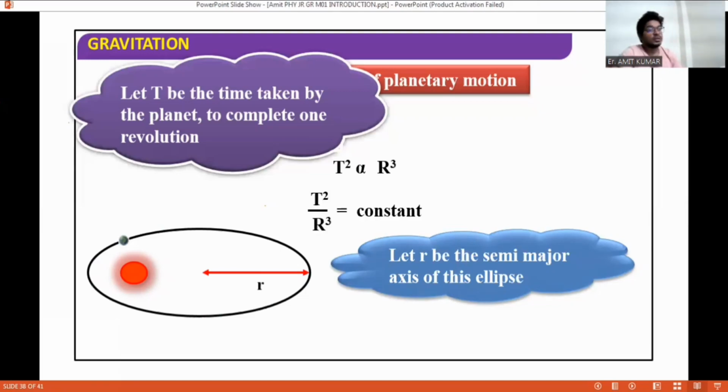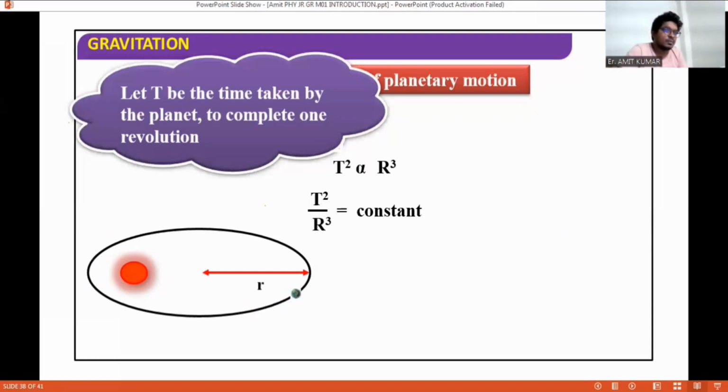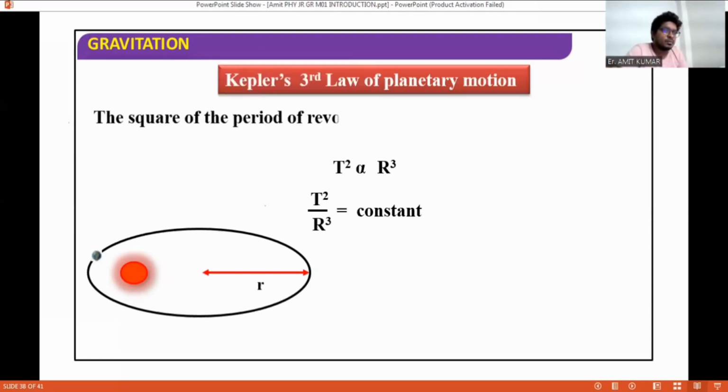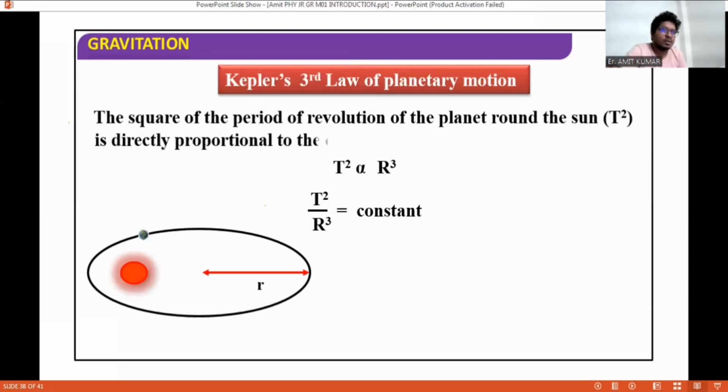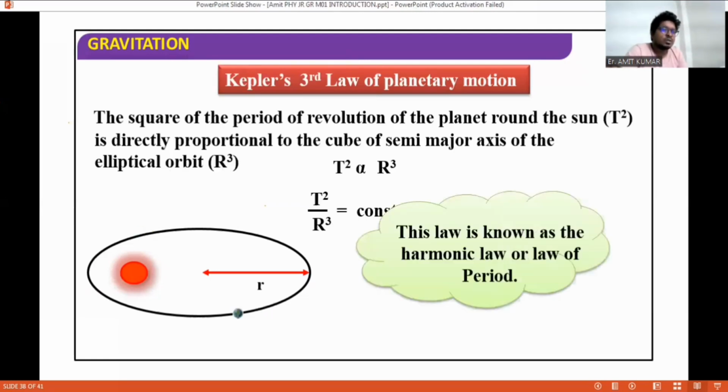This relation will be valid for two different planets. If you know the time period of revolution for one planet, you can find out the time period of revolution for another planet, if you know their semi-major axes. So this law is also known as the harmonic law or law of periods.